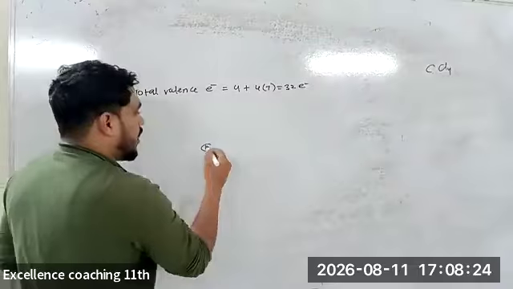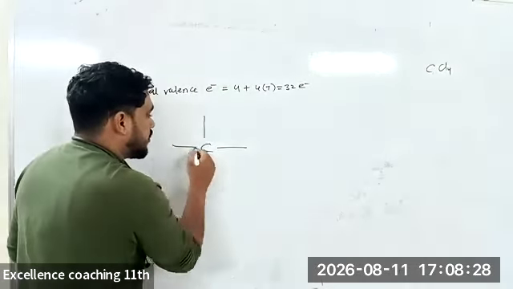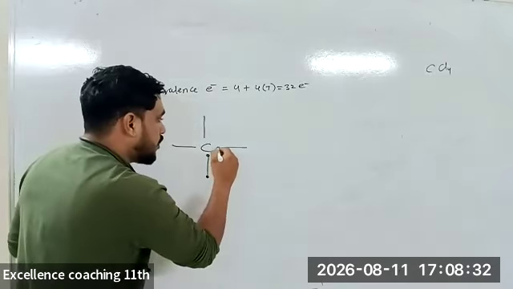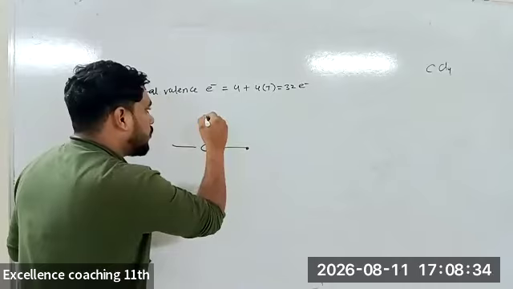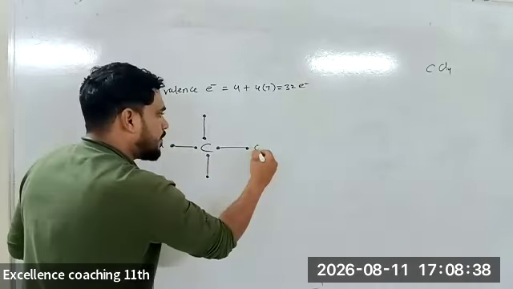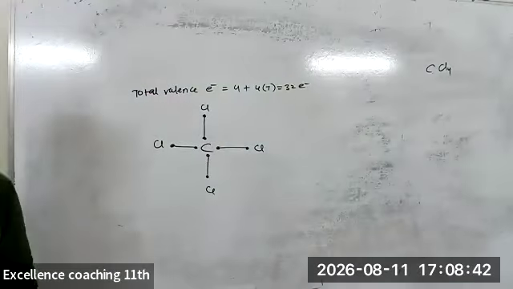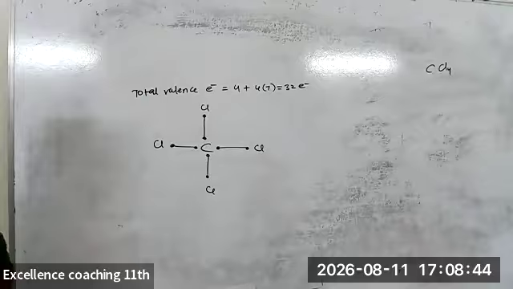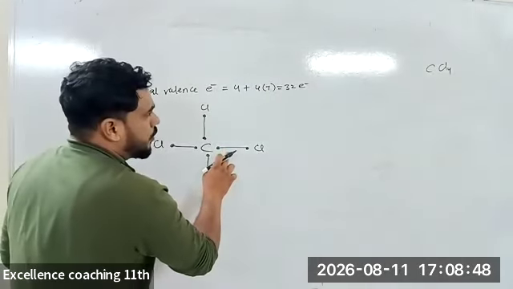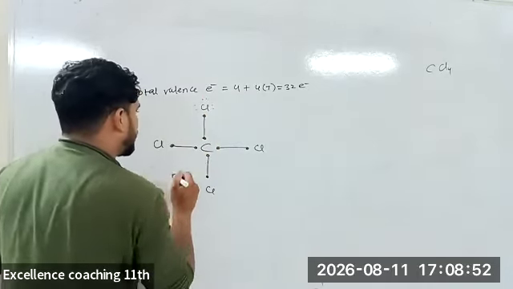Okay, so see how we have to join them by single bonds. So how many electrons are used? 1, 2, 3, 4, 5, 6, 7, 8, Cl, Cl, Cl, Cl. Correct. Then we have to satisfy the octet of the corner atoms. How many are remaining? 24 are remaining. So 1, 2, 3, 4, 5, 6.